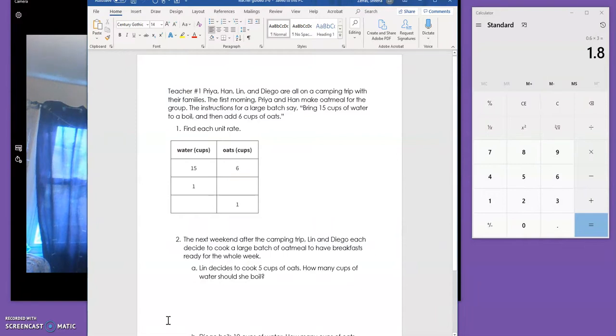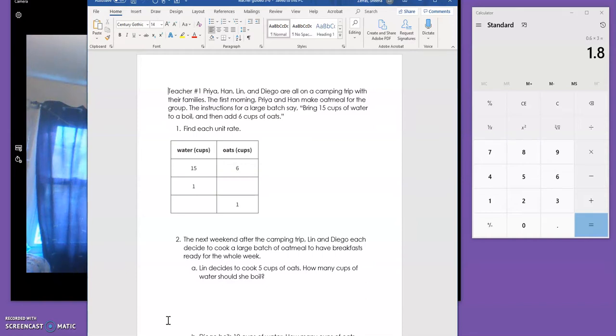Teacher example number 1. Priya, Han, Lynn, and Diego are all on a camping trip with their families. The first morning, Priya and Han make oatmeal for the group. The instructions for a large batch say bring 15 cups of water to a boil and then add 6 cups of oats. This information has been already organized into a table.